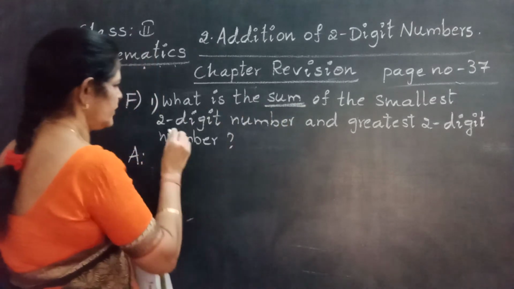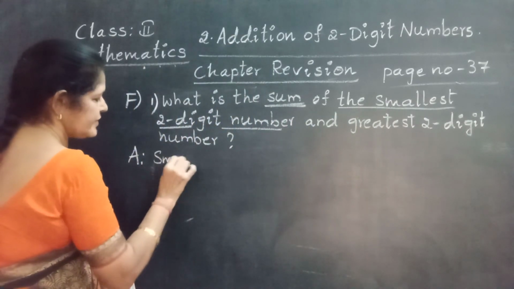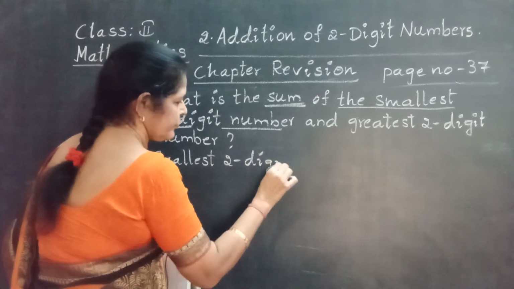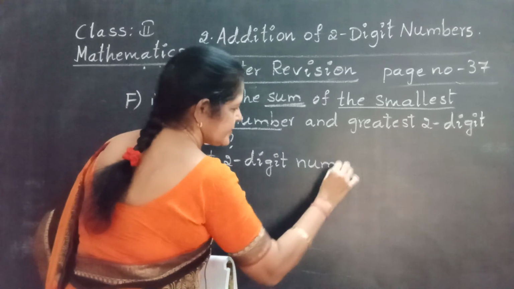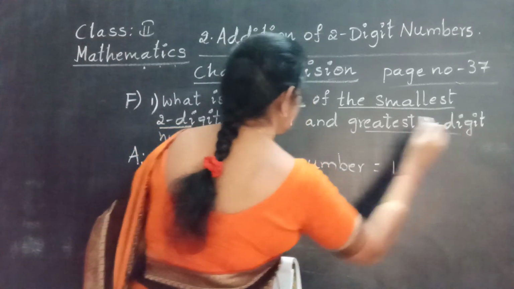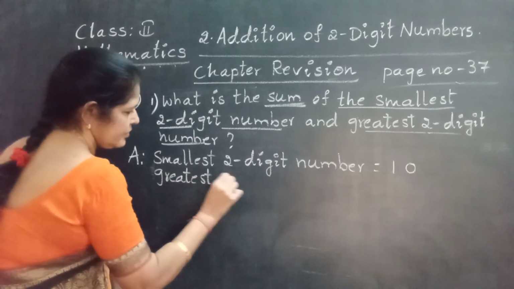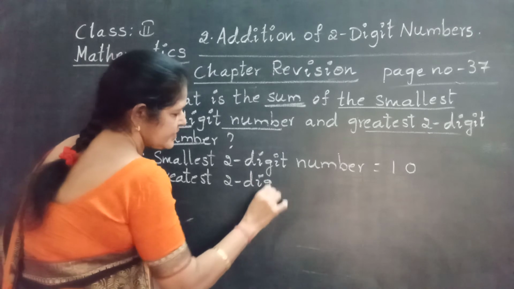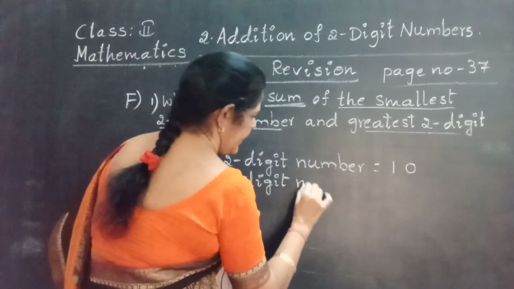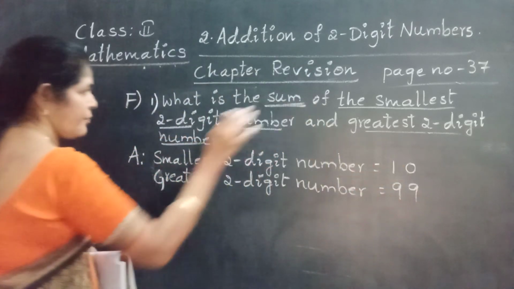The sum means total. The smallest two-digit number. What is the smallest two-digit number? Yes, 10. Next, greatest two-digit number. What is the greatest two-digit number, Hannah? Yes, very good. 99.